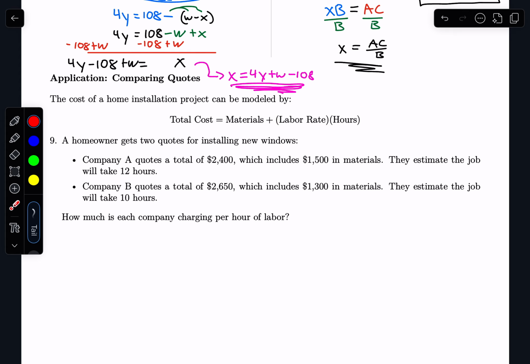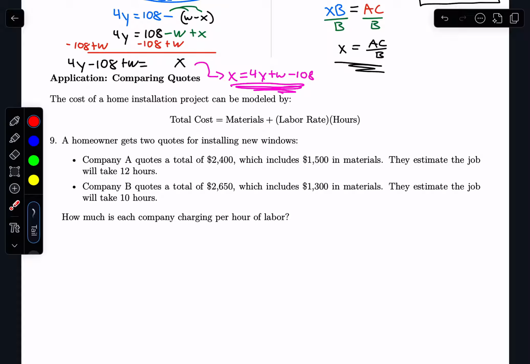All right, so now a homeowner gets 2 quotes for installing new windows. And when I say a homeowner, I mean me. So again, real life here. A company, let's call it company A, quotes a total of $2,400, which includes $1,500 in materials, and they estimate the job will take 12 hours. Company B quotes a little bit more, $2,650, but they say it's only $1,300 in materials, and they think the job will only take 10 hours. So the question I have for you is, how much is each company charging per hour of labor? So we want to solve for labor rate.